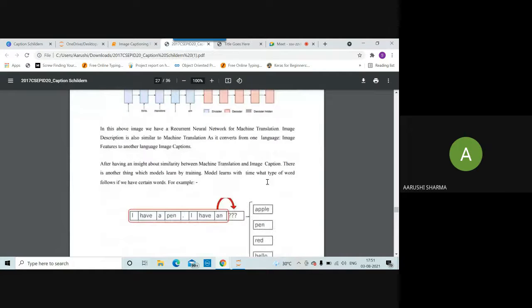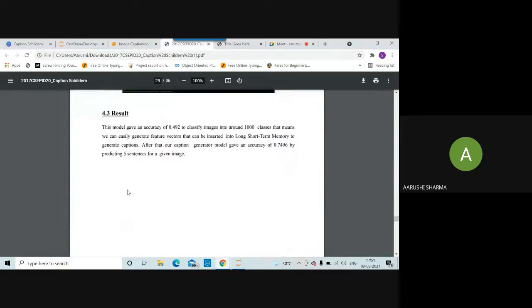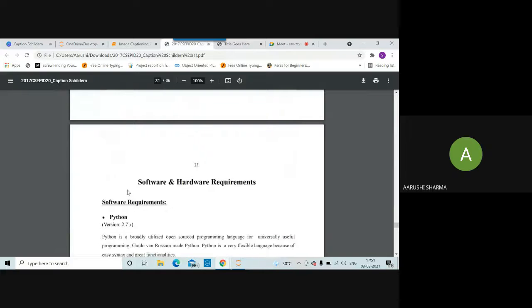We have also taken the screenshot for the training and the testing phases. We have also mentioned the result with the accuracy and the future scope, as I have mentioned earlier.